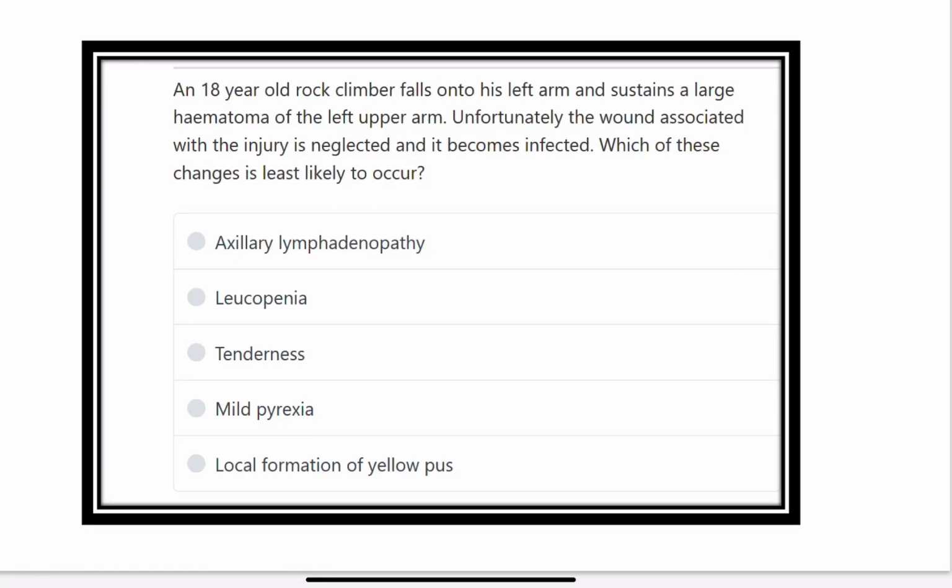An 18-year-old rock climber falls onto the left hand and sustains a large hematoma of the upper arm. Unfortunately, the wound associated with the injury is neglected and it becomes infected. Which of the following is least likely to occur, that means which does not occur?